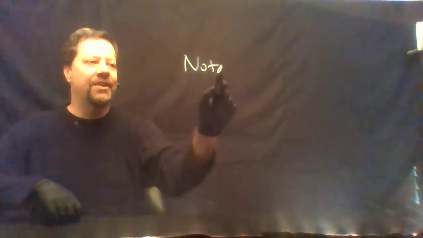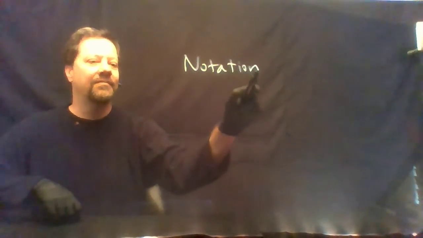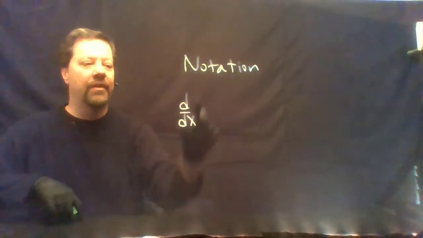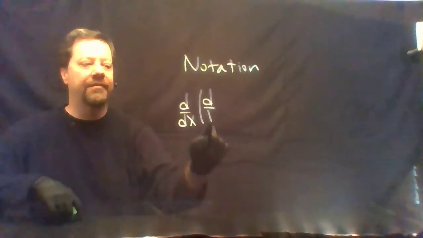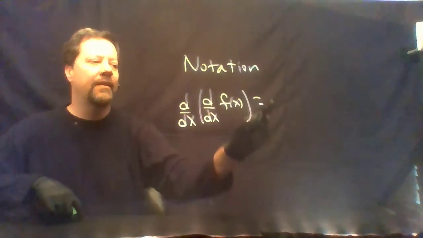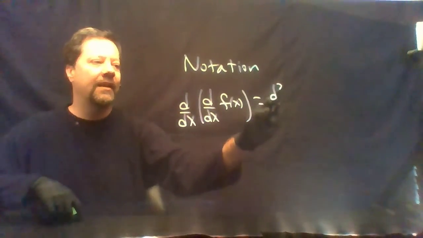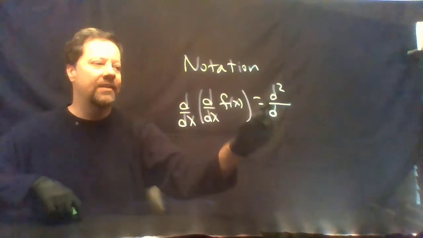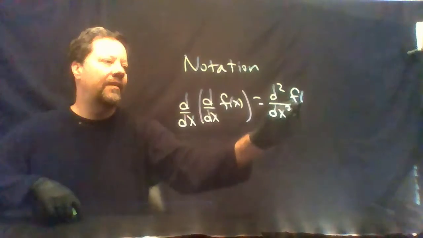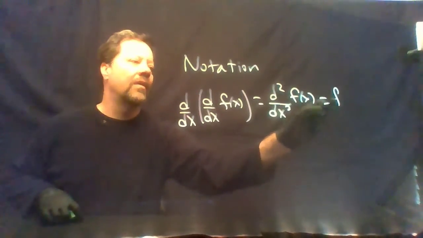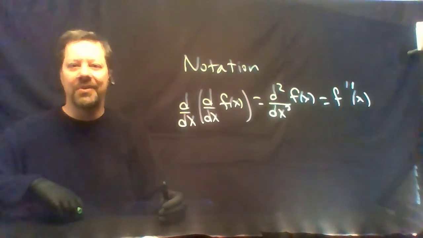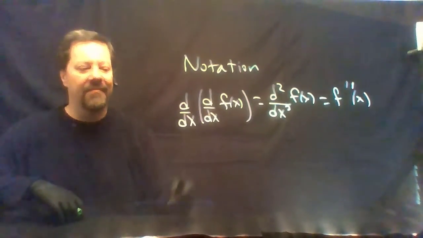So the notation goes like this. If I have the derivative of a derivative, describing some function, I can either describe that by the Leibnizian d squared dx squared of f of x, or f prime prime of x, using the Newtonian notation.